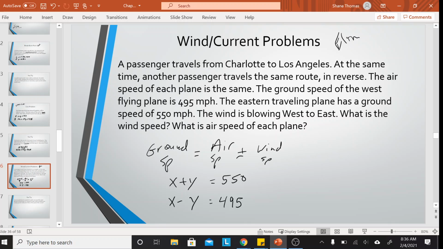Wait, so that's all it is? You have to solve it. Oh, yeah, I know, but like, how do you solve that? Elimination, I just said. Yeah. Your y's cancel. You match your y, then you get 2x equals 1,000 something.